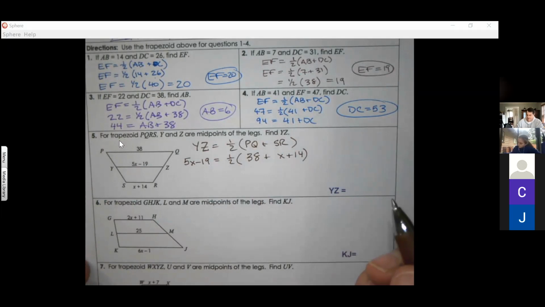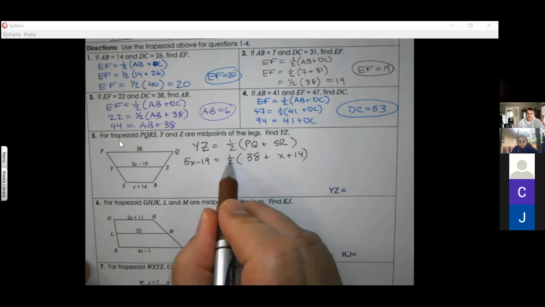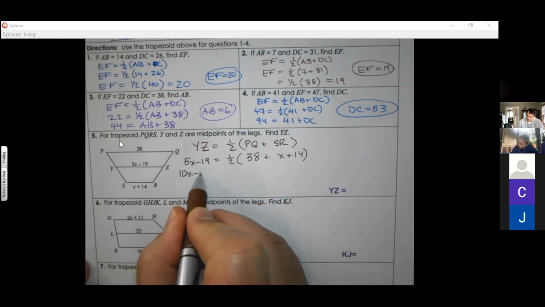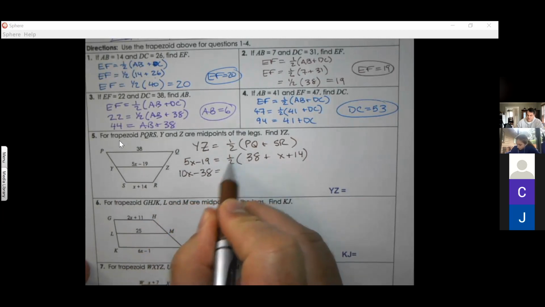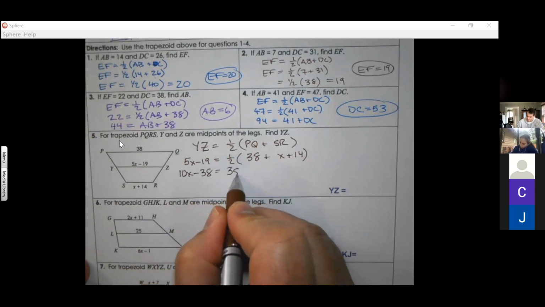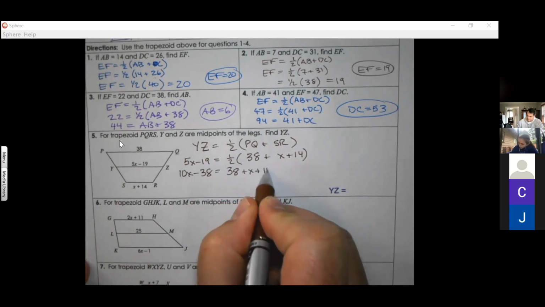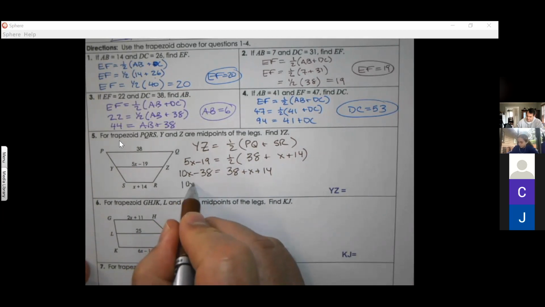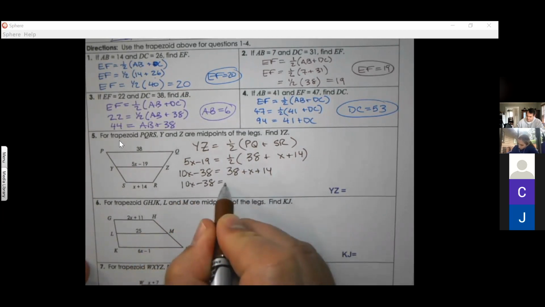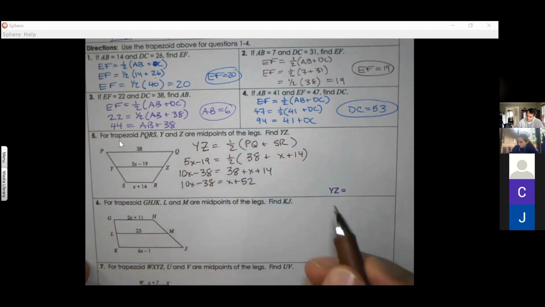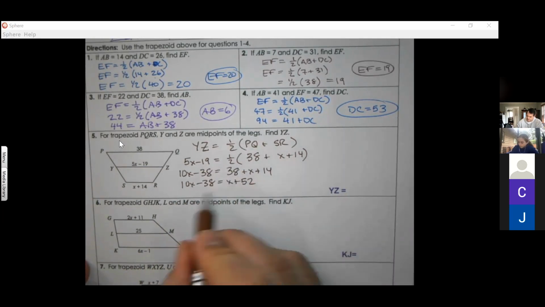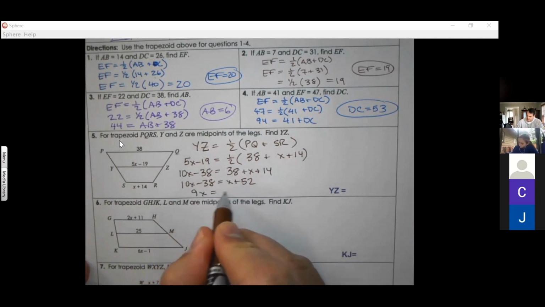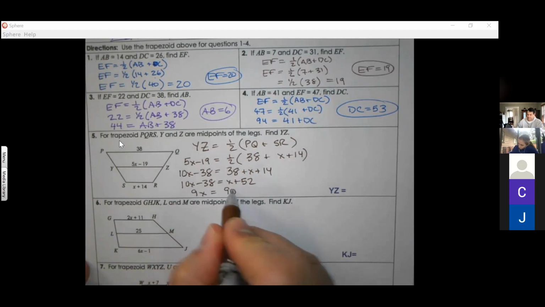And again, just like we did last time, I suggest you get rid of the half first by multiplying both sides by 2. On the left side, it'll double it. On the right side, it's just going to cancel the 1/2. And then I'm going to combine like terms. And I'll bring the x over here to say 9x. I'll bring the 38 over there to say 90. So x equals 10.